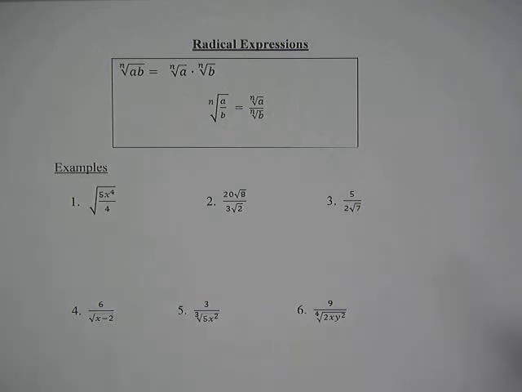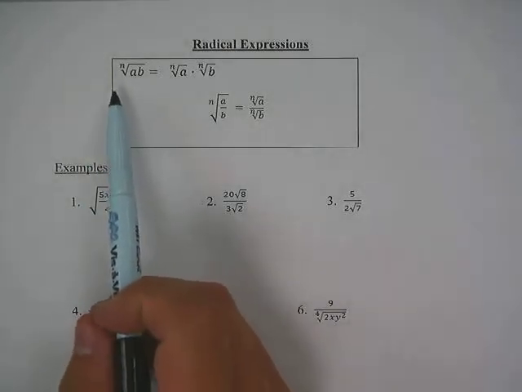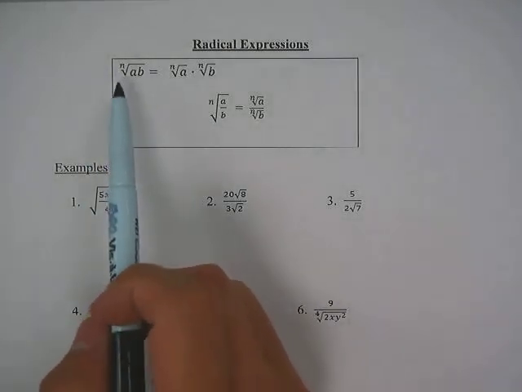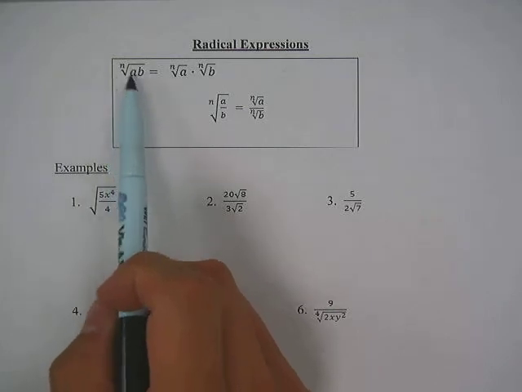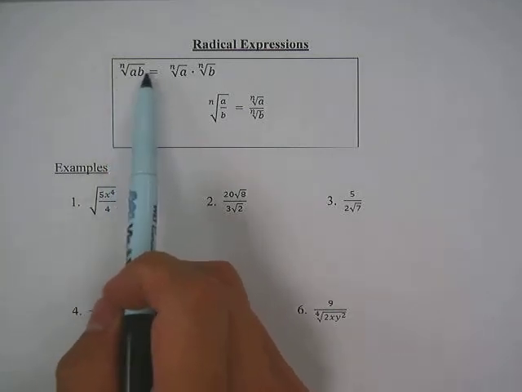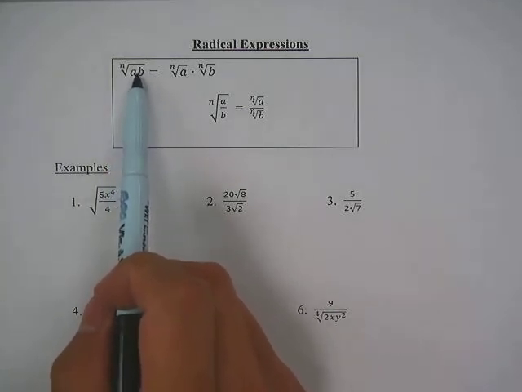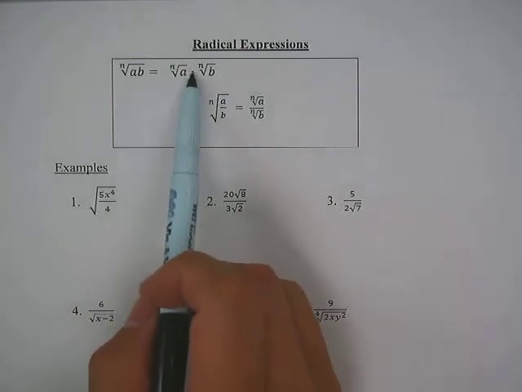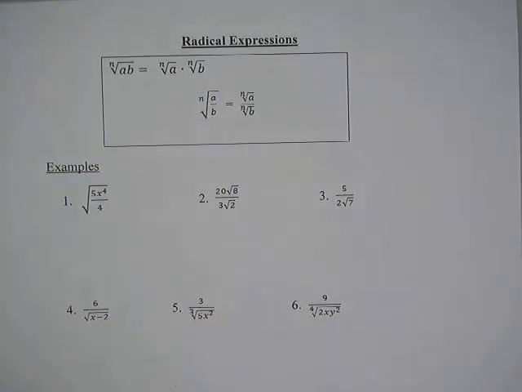Today let's talk about radical expressions. Up here we have a pretty simple little rule, and it says if I have the nth root of AB, I can actually split that up. So if it's A times B like that, I can split it up into the nth root of A times the nth root of B.